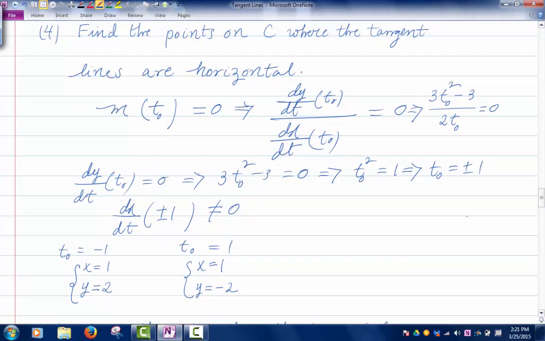Okay, so we know exactly the points where the tangents are horizontal. Right? Those are my answers to the question in part 4. Everybody is okay with that? Questions, concerns? No? No? All right, so let's look at the part 5.